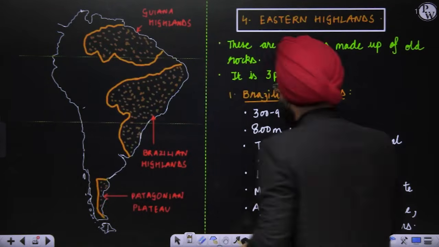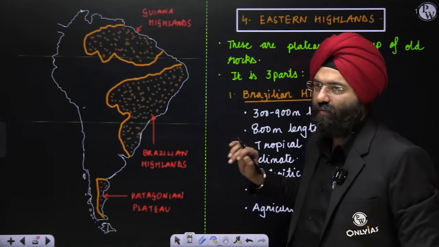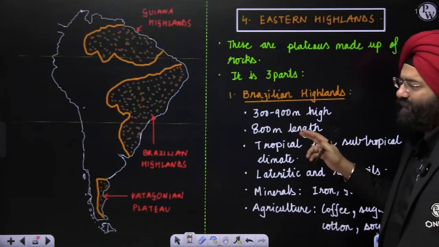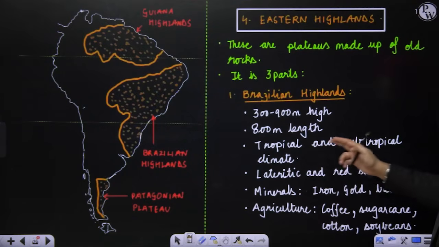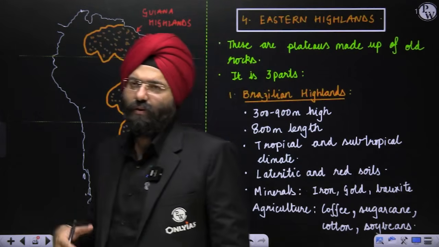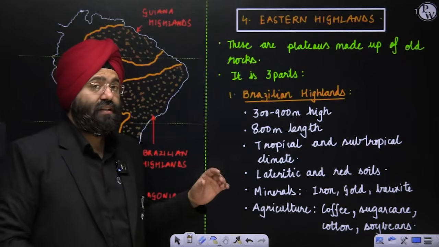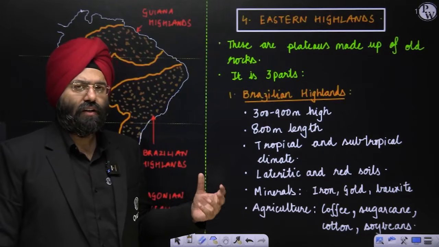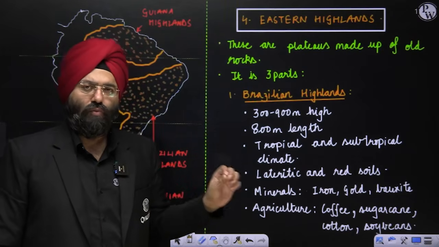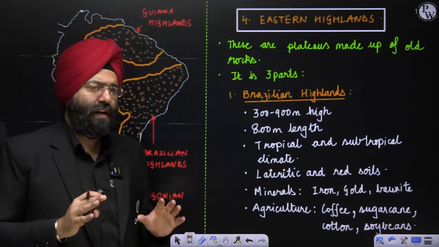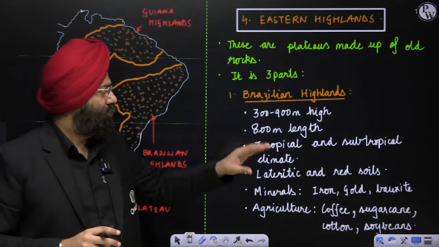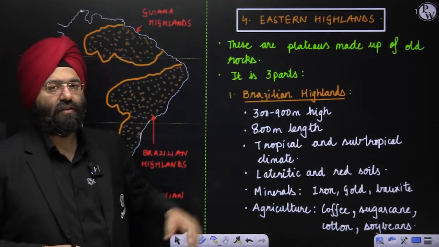Now, see here. When I talk about the Brazilian Highlands or the Brazilian Plateau, you will say these are approximately 300 to 900 meters high. The length is approximately 800 meters. Tropical and subtropical climate is basically found here. Laterite and red soil are the most common, obviously because there's a lot of rainfall also. This region is rich in minerals also because highlands and plateaus are always associated with minerals. Iron, gold and bauxite are the most important ones. From the perspective of agriculture, crops like coffee, sugarcane, cotton and soybean are majorly produced over here. So this is the region of the Brazilian Highlands and these are the characteristics associated with it.